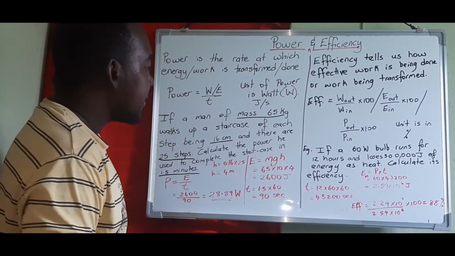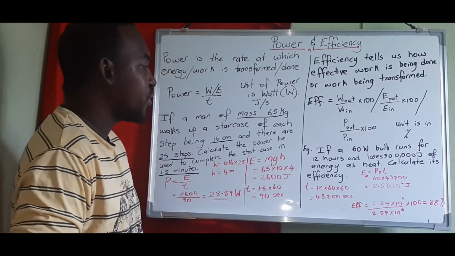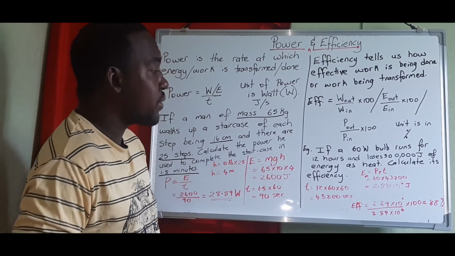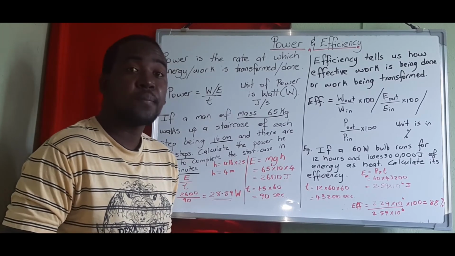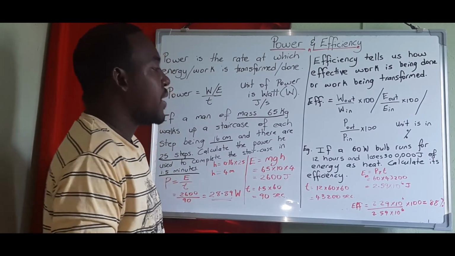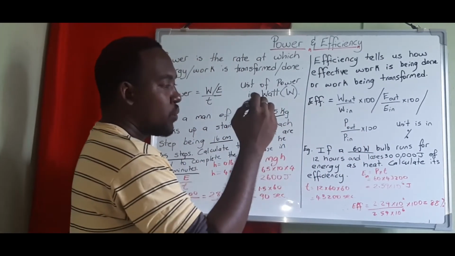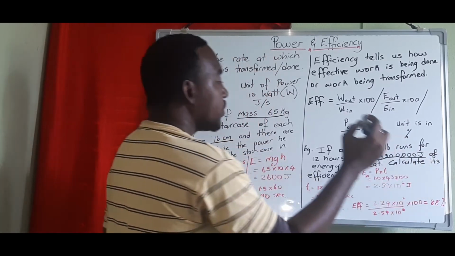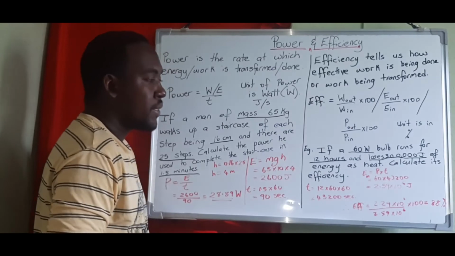So let's look at this example. If we have a 60-watt bulb, which runs for 12 hours and loses 300,000 joule of energy as heat, calculate its efficiency, right? So again, we identify what we are given. We're given the power, 60 watt. We're given that it loses 300,000 joule, right? And the time is 12 hours, right?